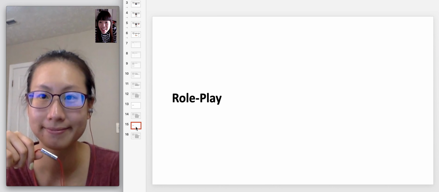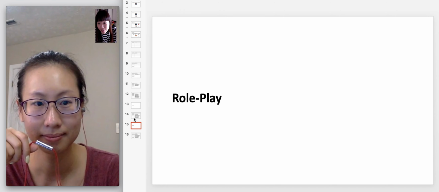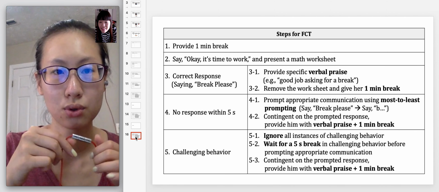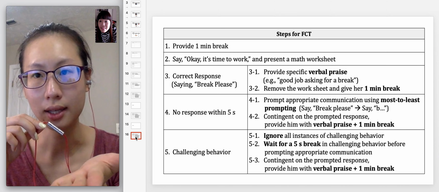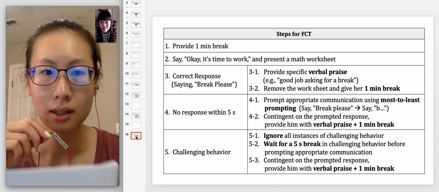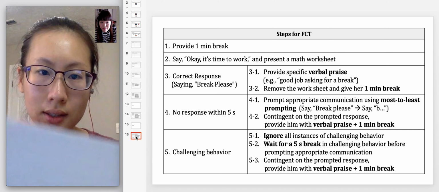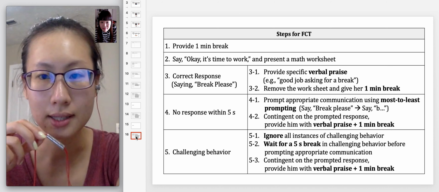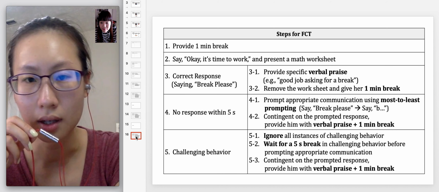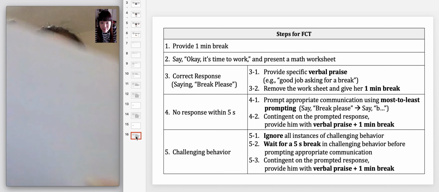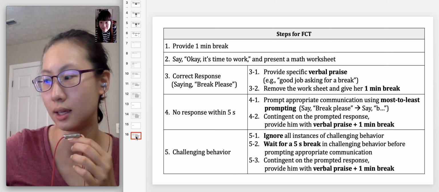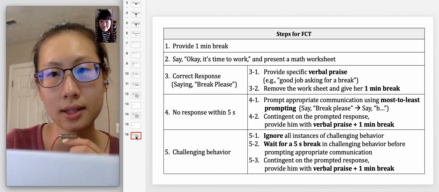Okay, now you can do the teacher, and I will do the student. Let's role play. I will give you a 1 minute break, and after 1 minute, I will say, "Here, it's time to do work." Say "break please" if you don't want to do it. Break please. Good job asking for a break. You don't have to do it. Then I give you another minute break, present the math worksheet. Okay, it's time to work.